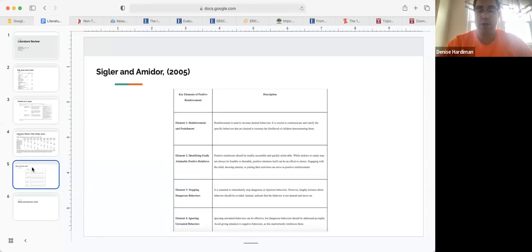And from there, it is essentially immediately stop and correct outlandish behaviors, but long lectures should be avoided. Instead, state that the behavior is not desired and move on. Lastly, ignoring unwanted behaviors can be effective, but dangerous behaviors should be addressed promptly, and avoid giving attention to negative behaviors, as this inadvertently reinforces them.